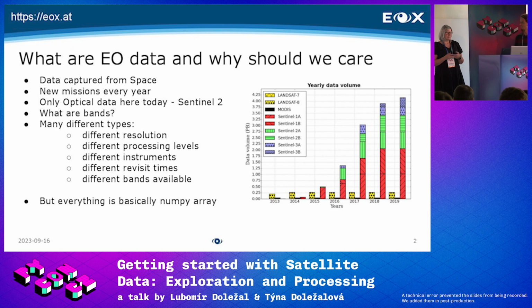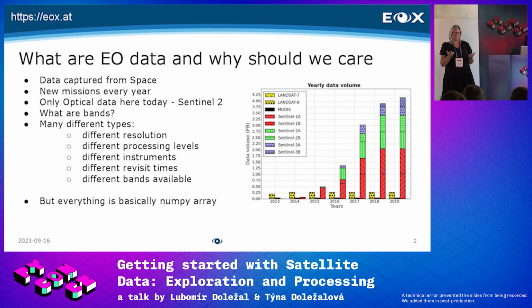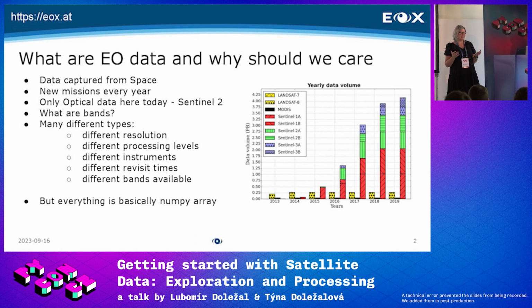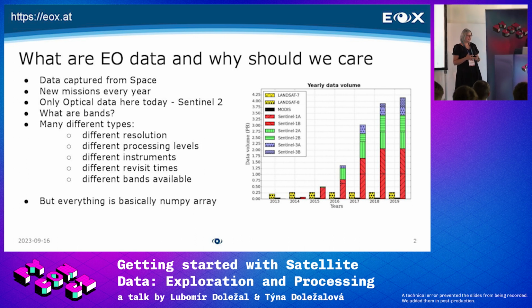We also have different bands available. As I said, the standard for optical data is RGB, but we can have a yellow band, we can have a near-infrared band, we can have many more, and based on these compositions, we again need to select the data we are interested in.